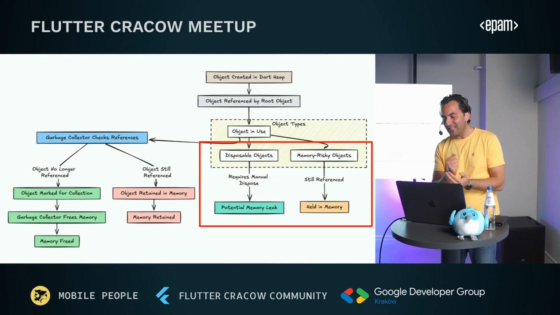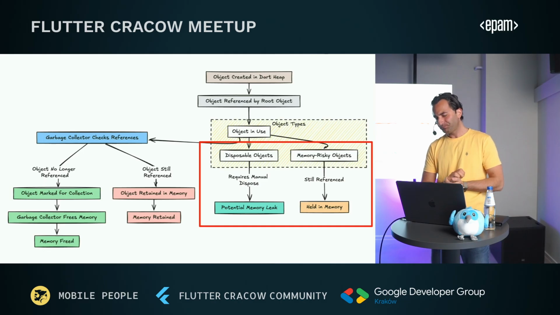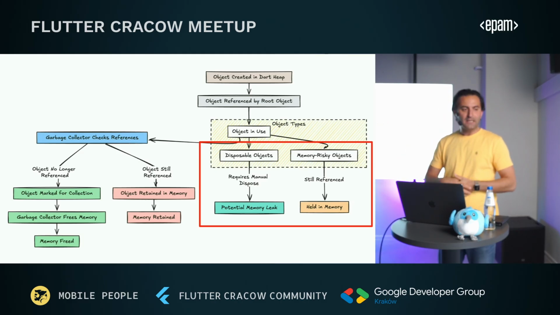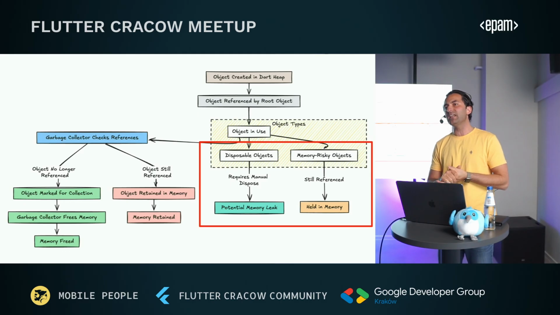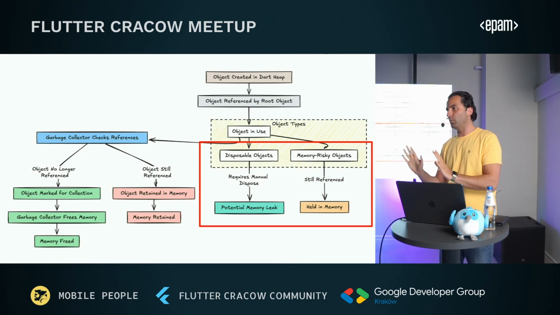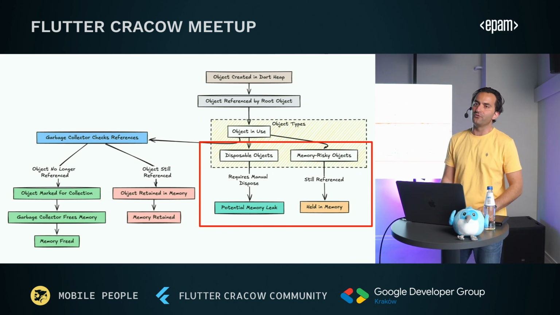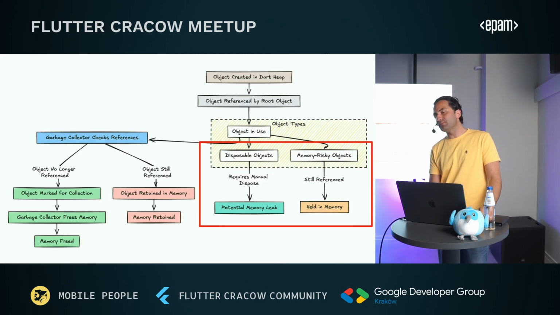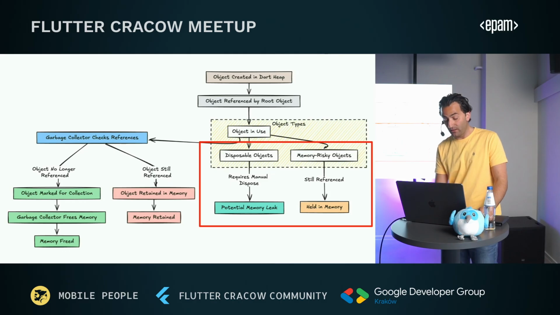There are some objects that we call memory risky objects, or disposable objects. Can you name one disposable object in Flutter? Controllers. Absolutely, controllers. These are objects that even though you create them, you think the widget is removed from the screen and everything is fine, and still they're going to stay in the memory. I'm going to go through some of these memory risky objects right now, and you'll see how you can fix them by referencing, so that the Dart VM can take care of garbage collecting them.